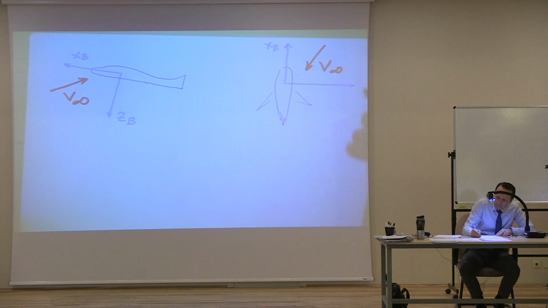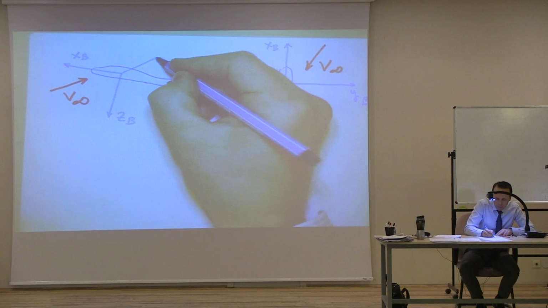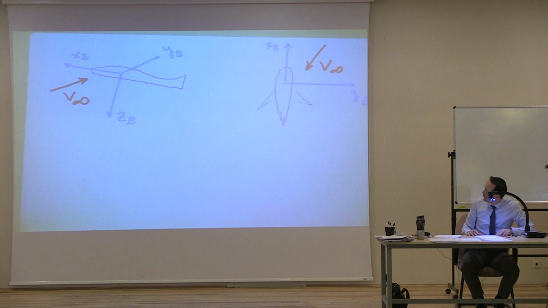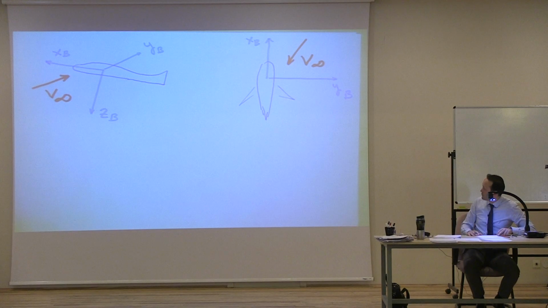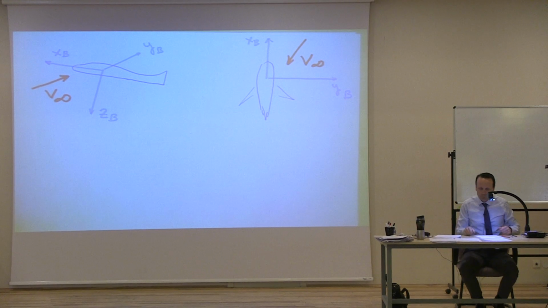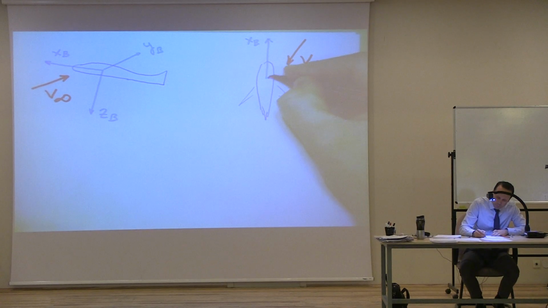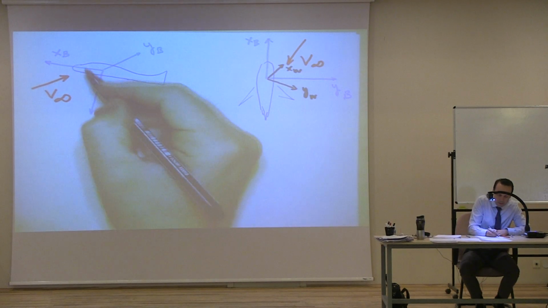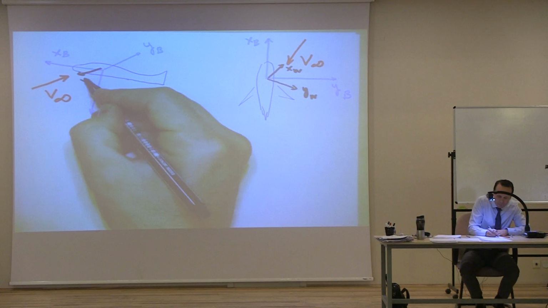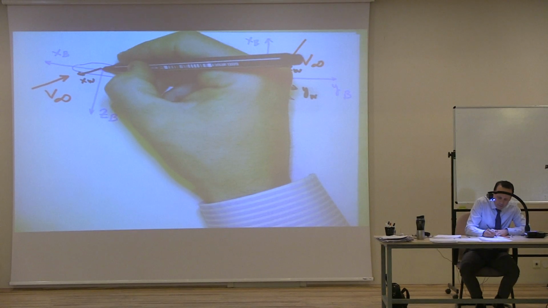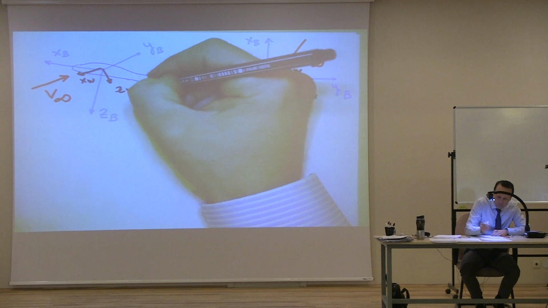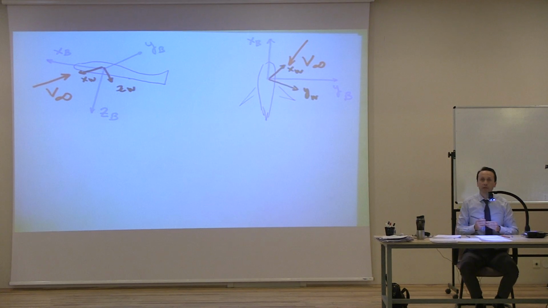And this is y body. And this is here y body, of course. Okay? Same airplane. Okay, and therefore this direction here, this would be xw, right? This would be yw, and in this case this would be xw, right? And this one would be zw. Does that make sense?